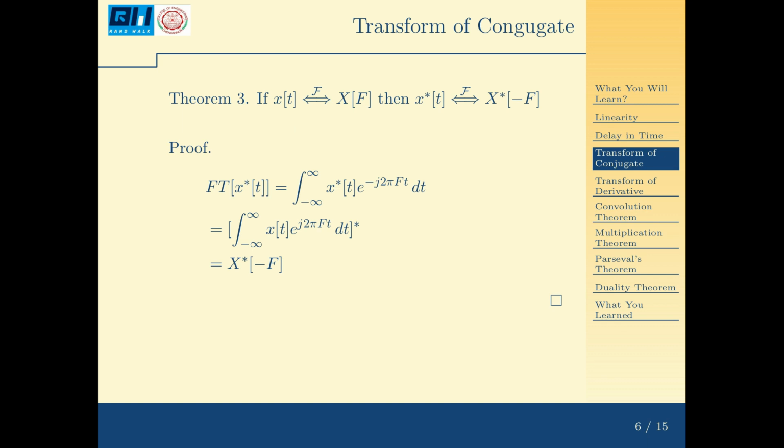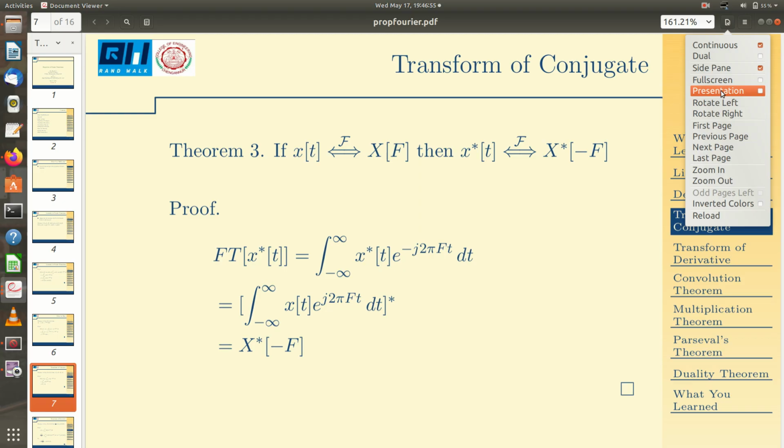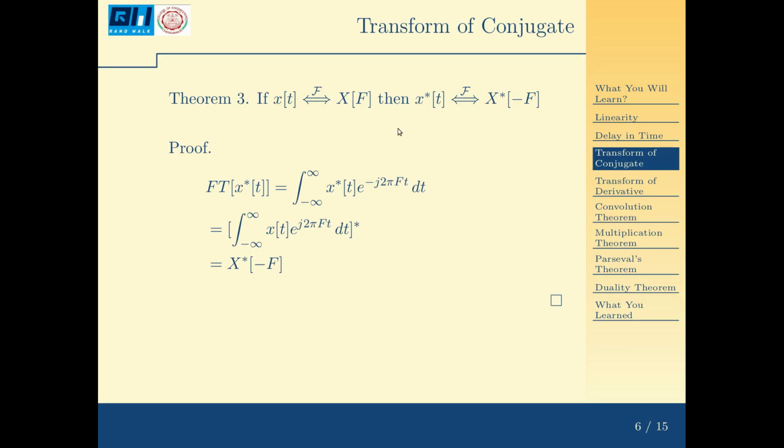Now, what is the transform of a conjugate? Suppose x(t) is a complex signal, and what is the conjugate, x conjugate (t)? So if the Fourier transform of x(t) is capital X(f), then x conjugate (t) has a Fourier transform of X conjugate (minus f). So how is the proof?